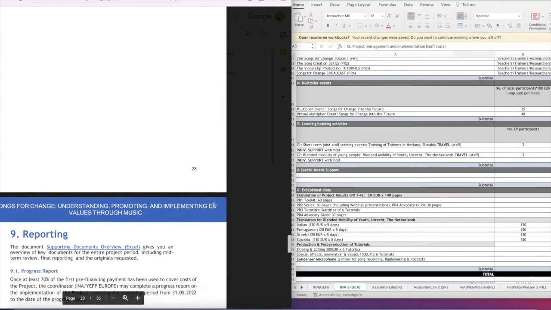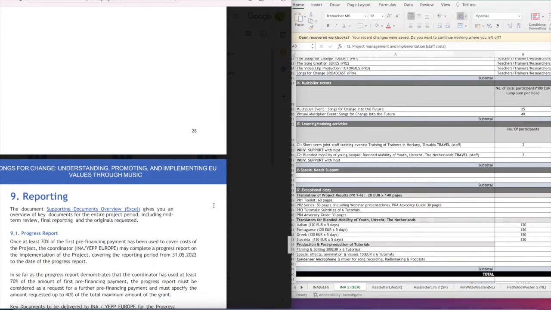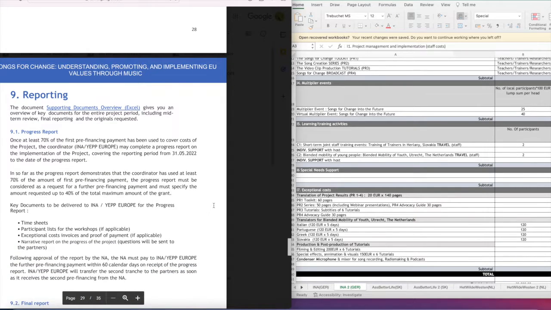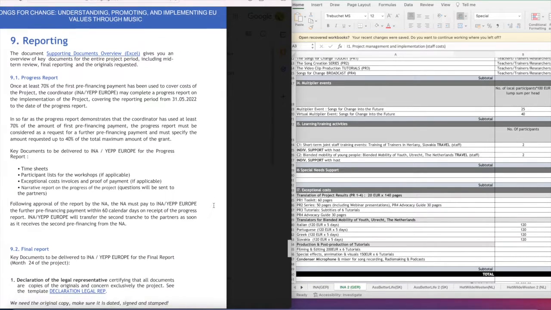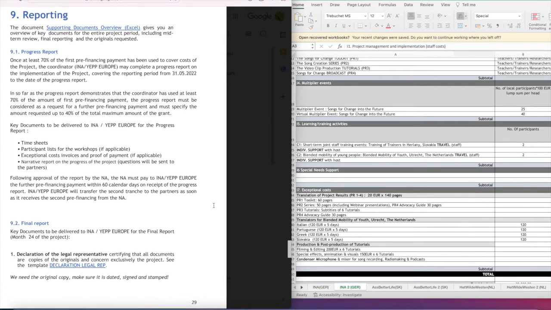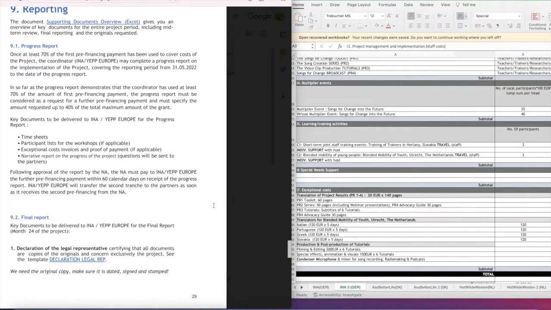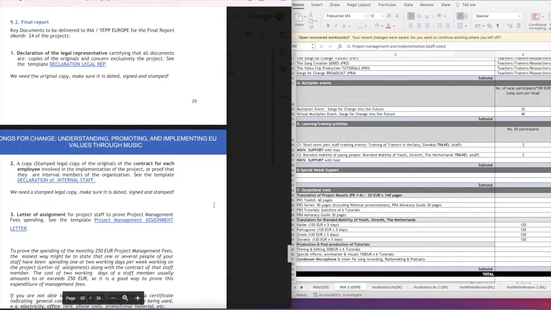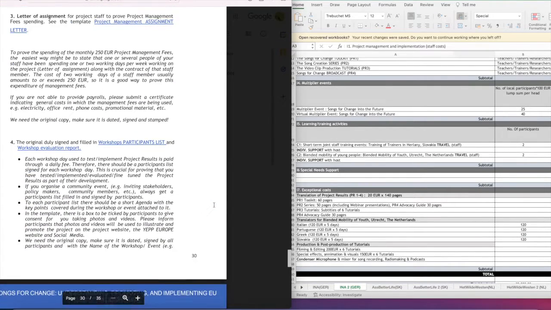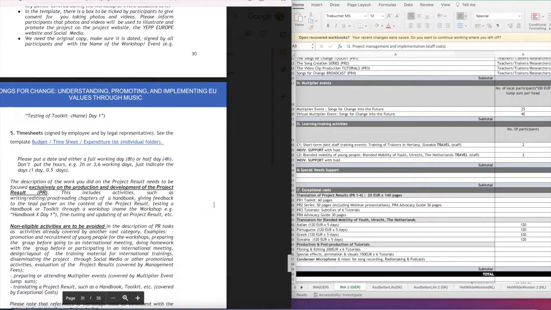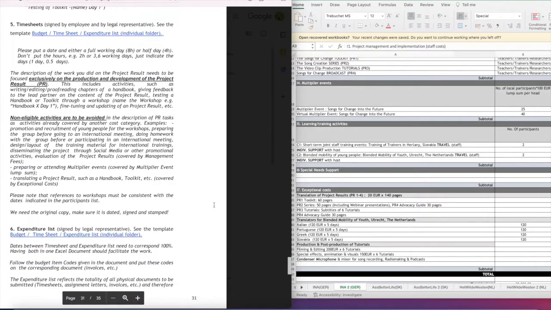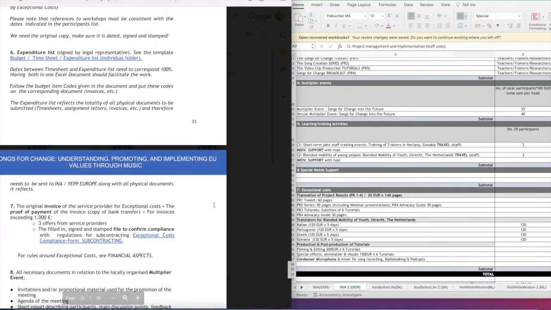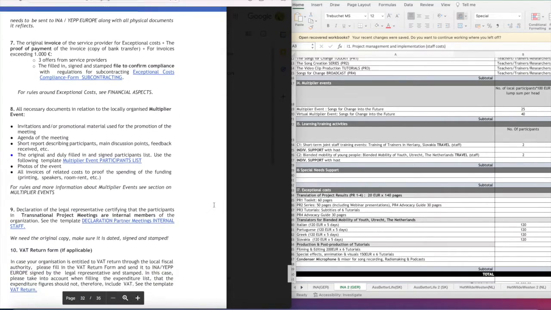There again we summarize all the key documents which have to be sent to us, the coordinator and lead applicant of the project, with explanations, and I think at the end we have some general tips. You can see here timesheet, expenditure lists, all these documents explained again, and at the end you have some useful tips.